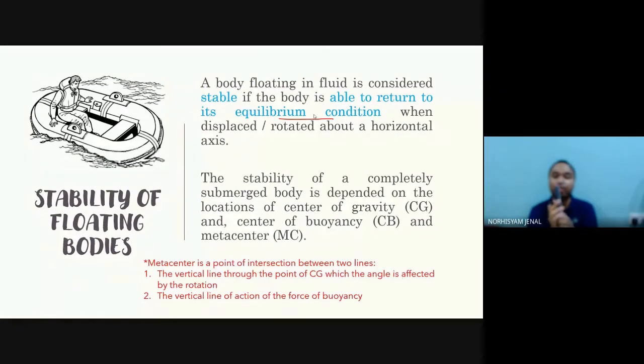So it's the meaning of equilibrium condition. Okay, and the stability for the completely submerged body can be considered with three different types of parameter. Number one is center of gravity. Number two, center of buoyancy. Number three, metacenter.